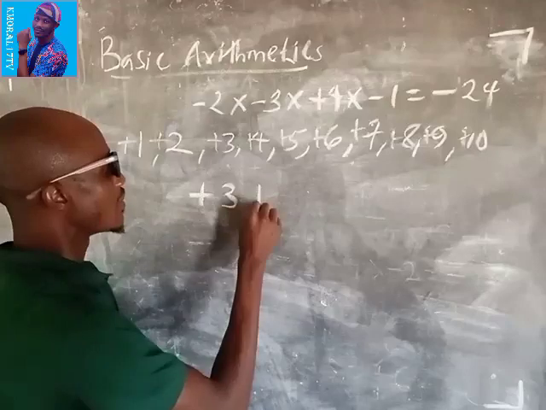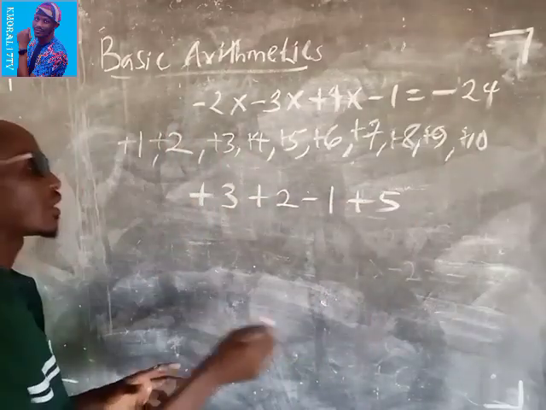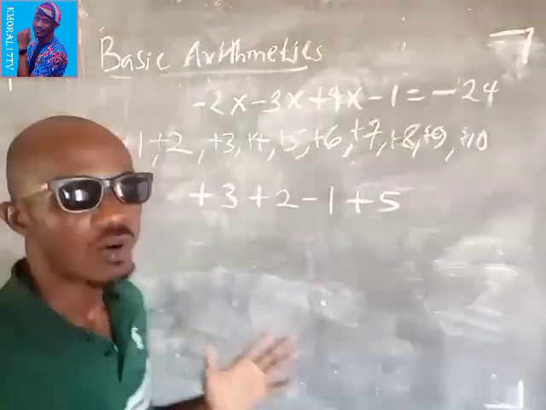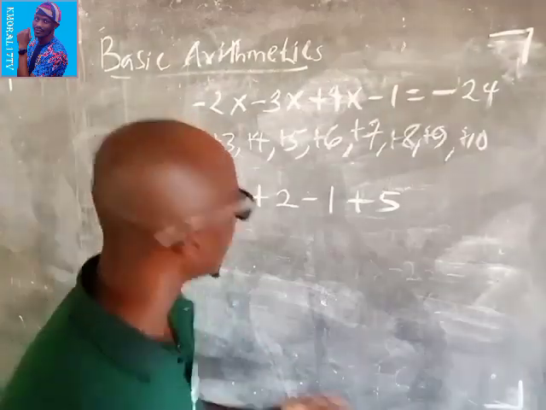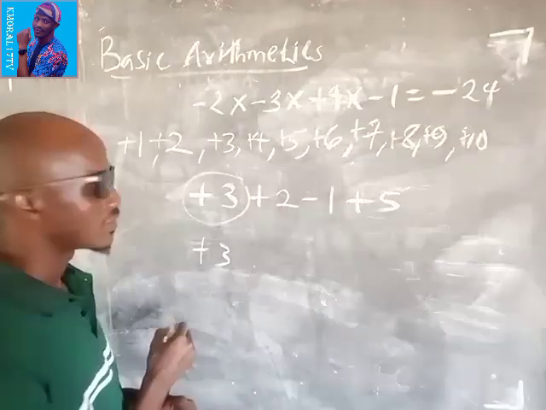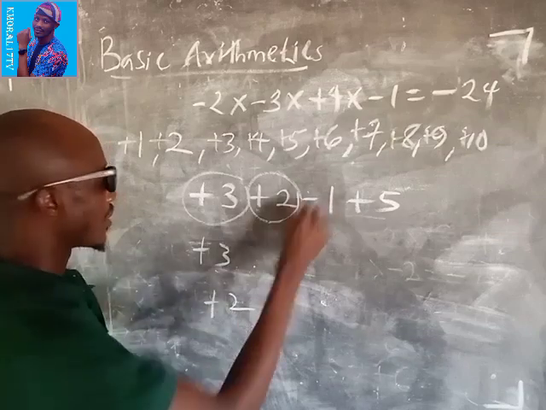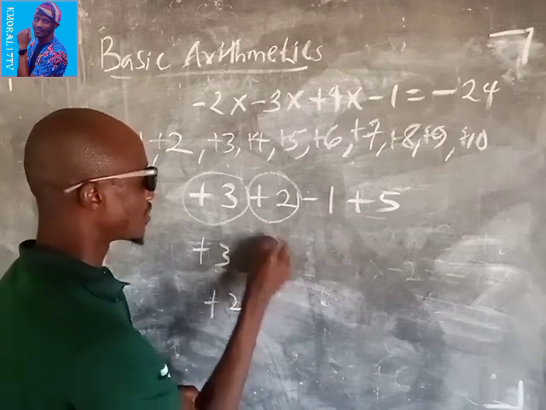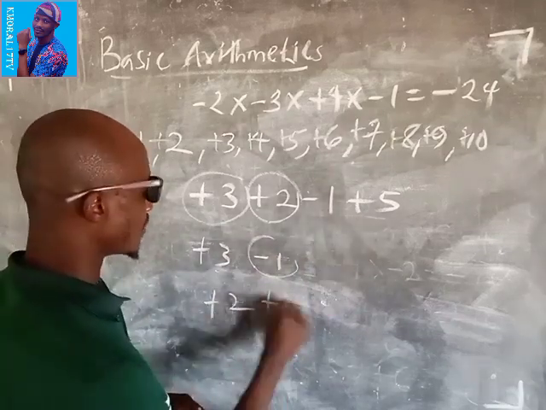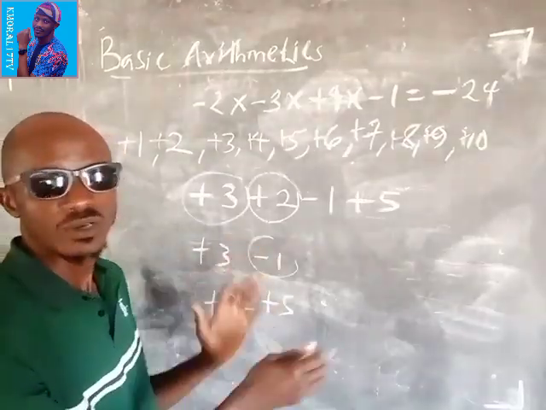But now let's take a look at something of this nature: plus 3, plus 2, minus 1, plus 5. How many numbers do we have? We have 4 numbers. It shows that this 3 is plus 3, carrying plus itself. This 2 is plus 2. This minus 1 is minus 1 on its own. Then we have plus 5. We can continue to arrange this one in any way we like.